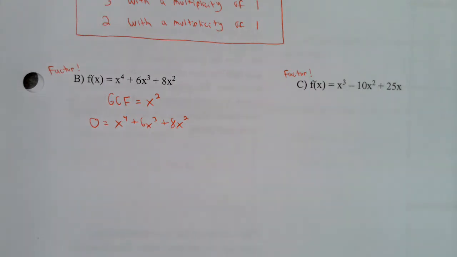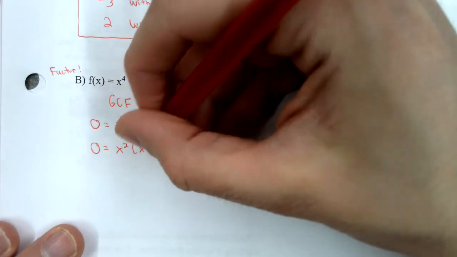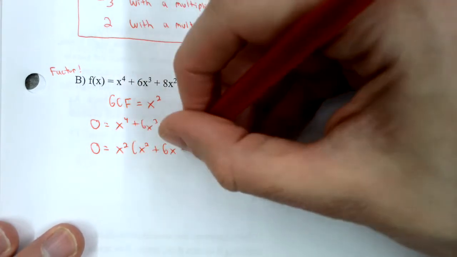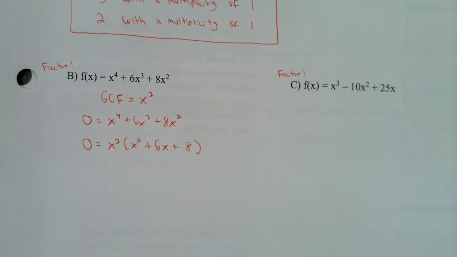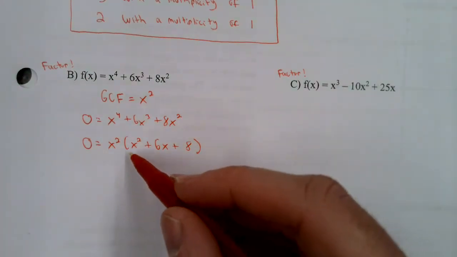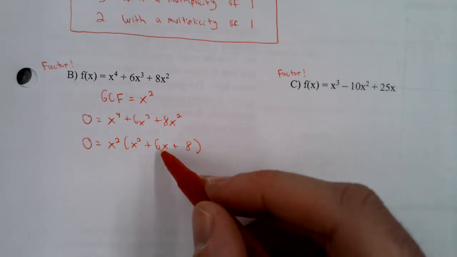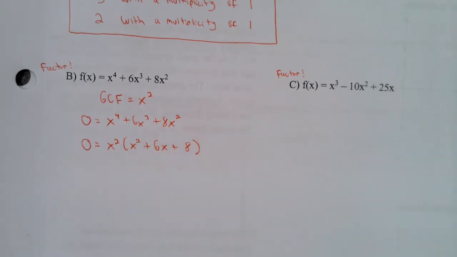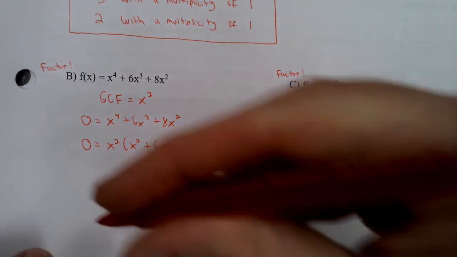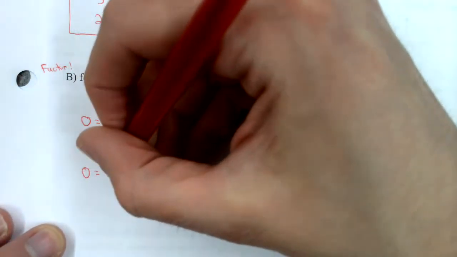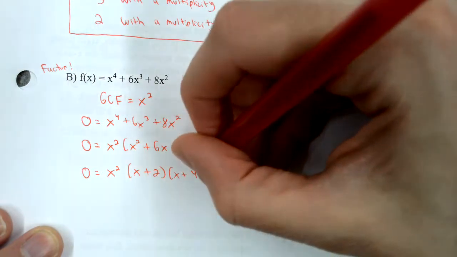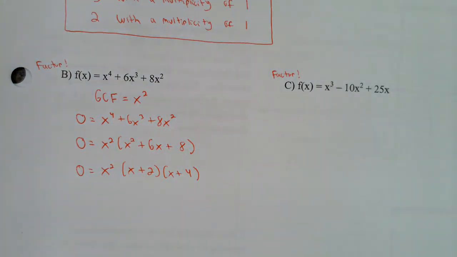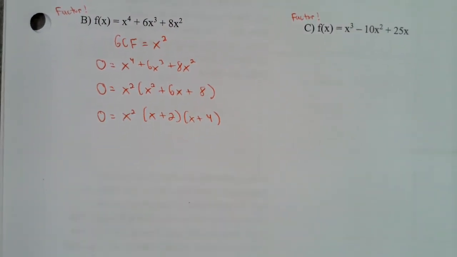So let's factor out the GCF of x squared. 0 equals x squared times (x squared plus 6x plus 8). Then you're going to factor this trinomial in parentheses. What two numbers multiply to 8 and add to 6? (x plus 2) times (x plus 4), because 2 times 4 is 8, and 2 plus 4 is 6.